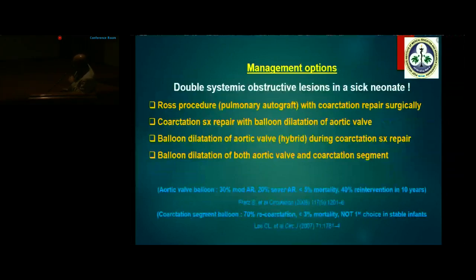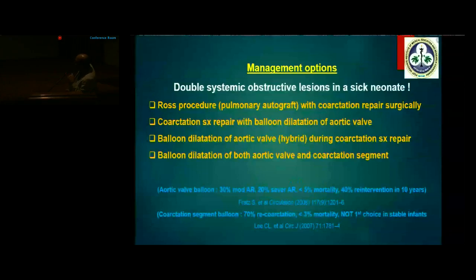So why did we consider balloon dilatation? Because it was considered very high risk. The child had hardly any cardiac output. So it was considered very high risk for surgical intervention of any sort. If we review the literature of doing balloon aortic valvotomy alone, it is not free of risk, especially in the newborns and small infants.